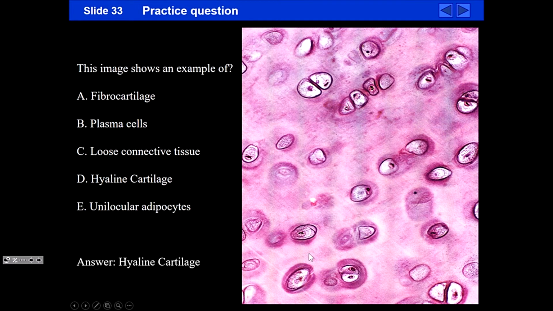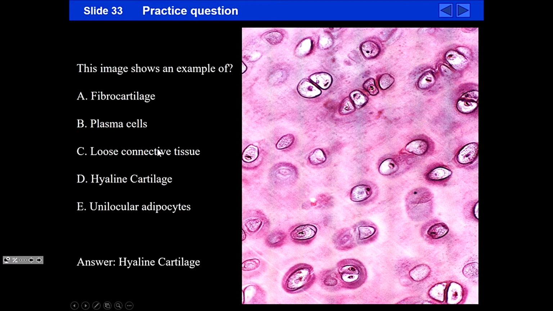Does anyone ask me why it's not one of the other things and why it is hyaline cartilage? What if it's not hyaline cartilage, what would it be? Okay, so it's not fibrocartilage. We're not seeing long chains of cells along stress fibers. It's not a plasma cell. We're not seeing rough endoplasmic reticulum. This is the interterritorial matrix.